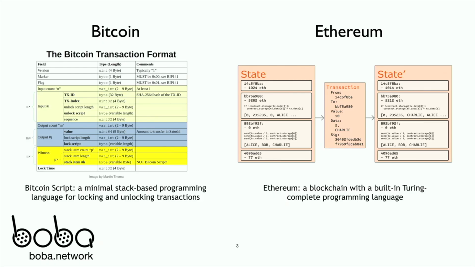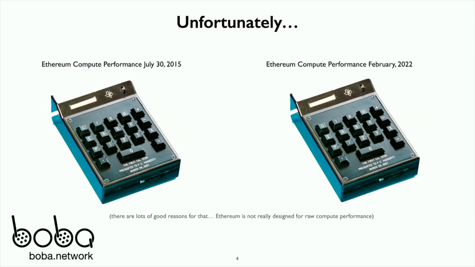So, we started with Bitcoin script, a minimal stack-based programming language. It's very transaction-oriented, and it's not Turing complete. And then Ethereum came along, a breakthrough innovation, right? However, it is slow, as we all know. And there's a good reason for that. Ethereum wasn't designed to optimize for raw compute performance.